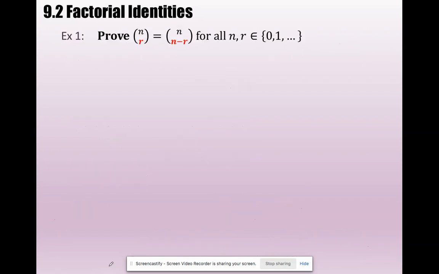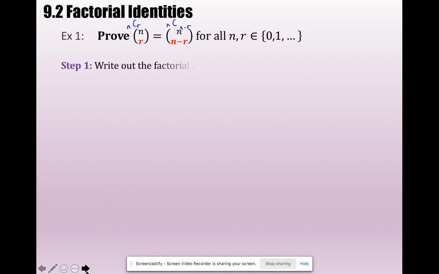So let's move to some proofs. Prove the left is equal to the right, no numbers. But if it throws you, put numbers in. I'm telling you that R can be 0 to 1. So this is my choose statement, right? So this is a way of writing n choose R. This is a way of writing n choose n minus R.